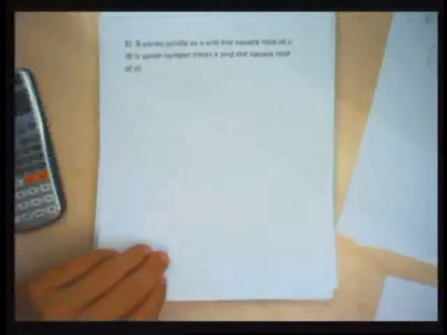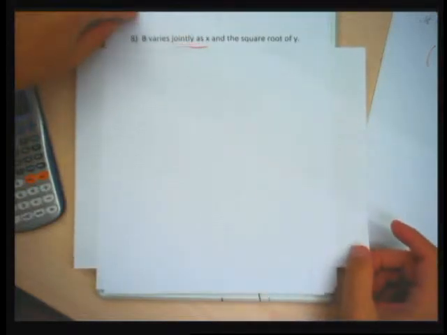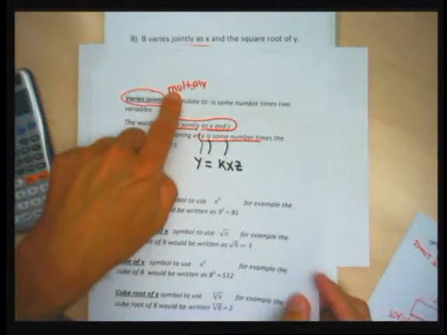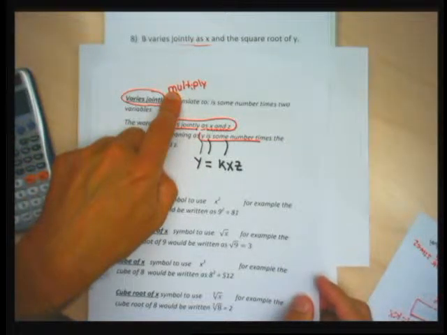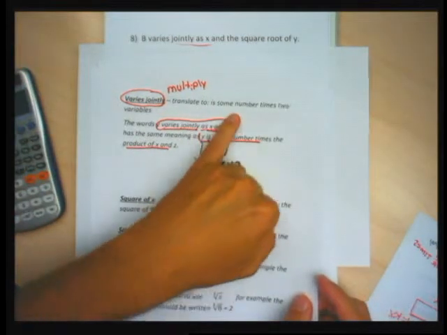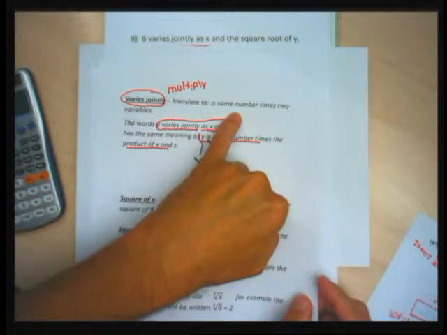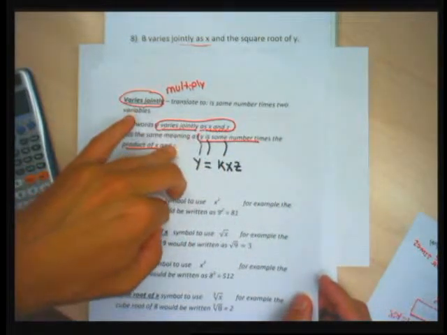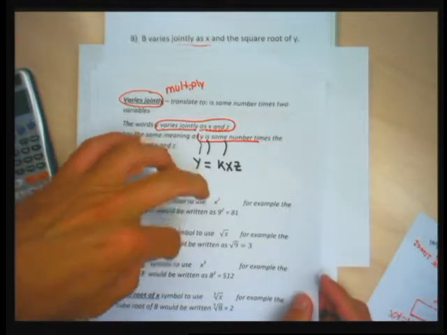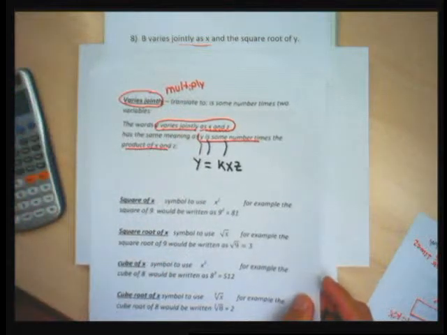Problem 8 is a varies jointly. Same deal with 8 as the rest of the problems. The problem initially doesn't have words that I might be used to, but I know that jointly is a word that means multiply. The difference between directly and jointly is that with directly, there's only one letter I'm multiplying after the k. With jointly, I'm multiplying 2 numbers after the k. So if we go through the words that we have, directly and jointly are multiplied. Directly is 1 letter after the k, jointly is 2 letters after the k. Inversely implies divide. You form a fraction with the k in the numerator.